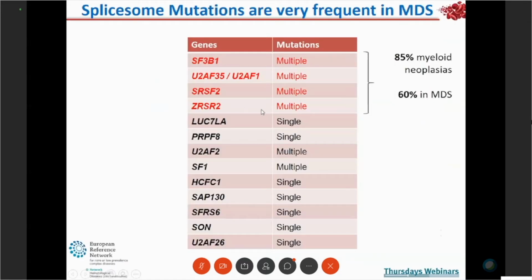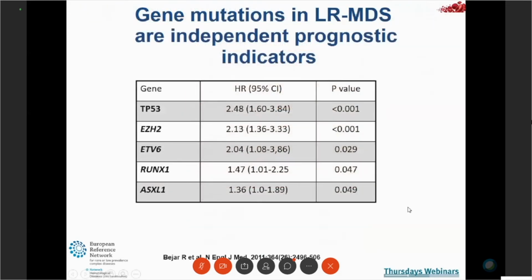We know that spliceosome mutations are very frequent in MDS. They are present in more than 60% of the cases of MDS, and these in red are the most frequent ones encountered in MDS. We know that in MDS, especially for low-risk MDS, some mutations have a real prognostic importance. And as you see here, we have TP53 mutation, EZH2, ETV6, RUNX1, and ASXL1. These are the most important mutations for prognosis in lower risk MDS.